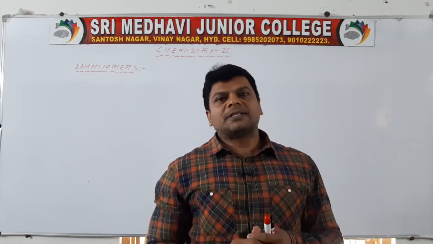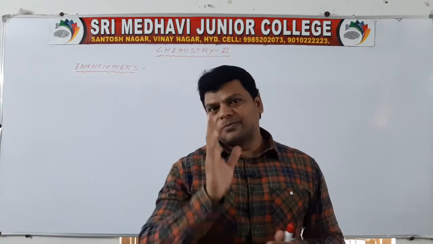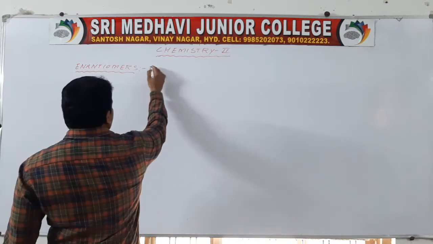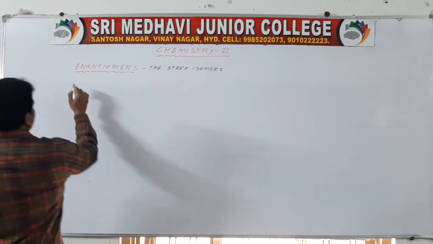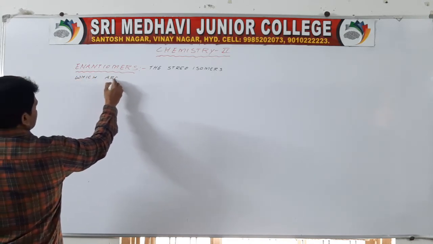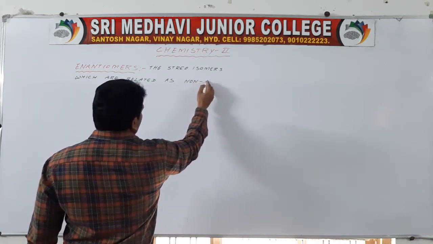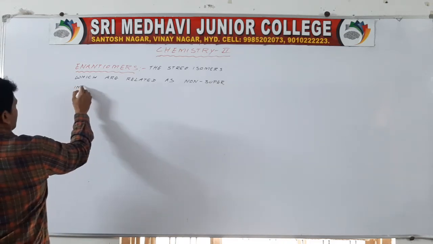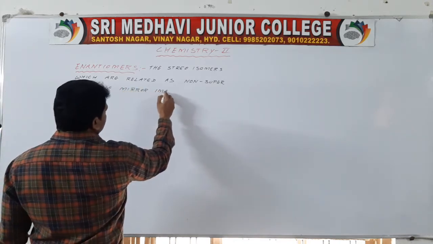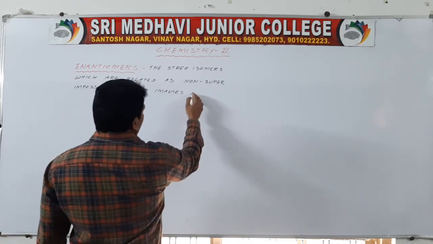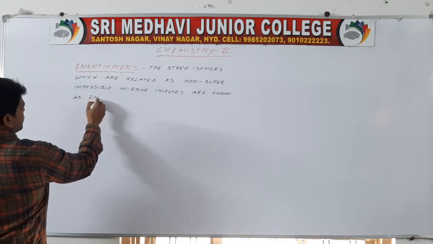The stereoisomers which are related as non-superimposable mirror images are known as enantiomers. I am going to explain. The stereoisomers which are related as non-superimposable mirror images are known as enantiomers.